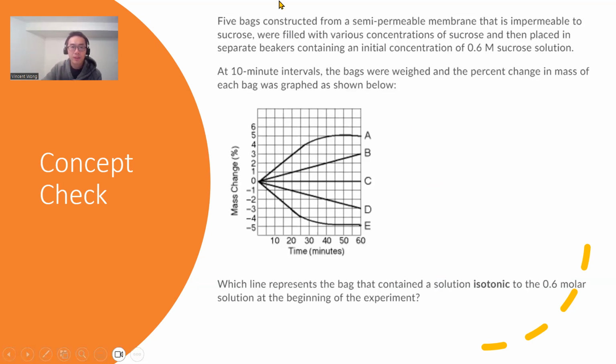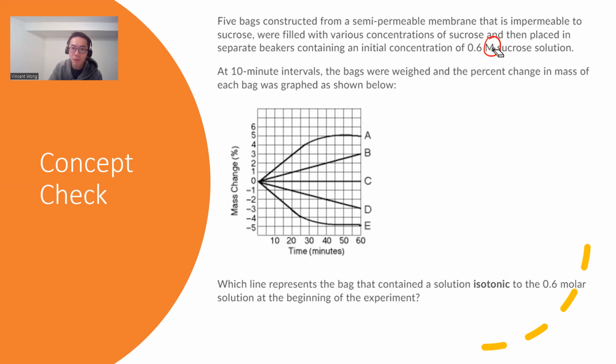I'll read this to you. Five bags constructed from a semi-permeable membrane that is impermeable to sucrose. That's just a kind of sugar, right? Your kitchen sugar. Were filled with various concentrations of sucrose and then placed in separate beakers containing an initial concentration of 0.6 M sucrose solution.